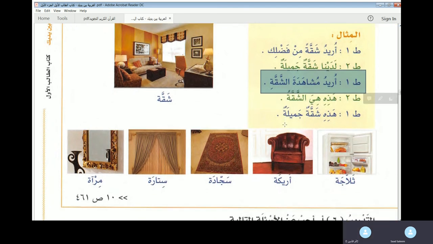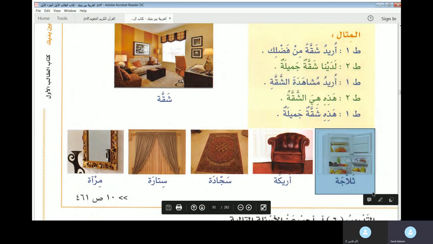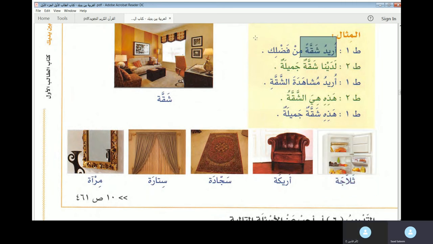Next, the refrigerator. You start first. The student will say, I want a refrigerator, please. The second will say, we have a beautiful refrigerator. The first will say, I want to see the refrigerator. The second will say, here it is, the refrigerator. He will say, this is a beautiful refrigerator.